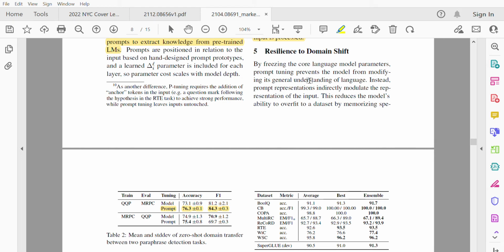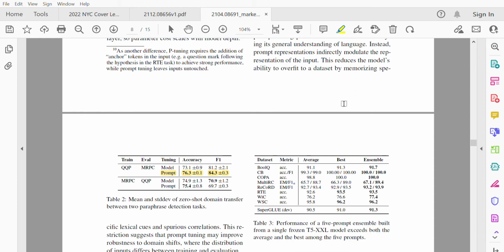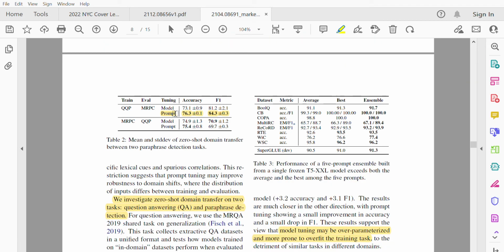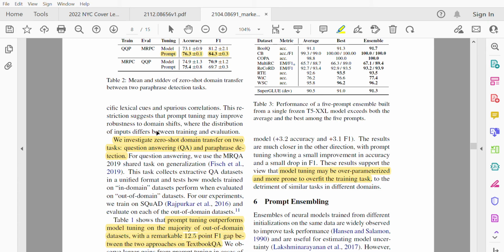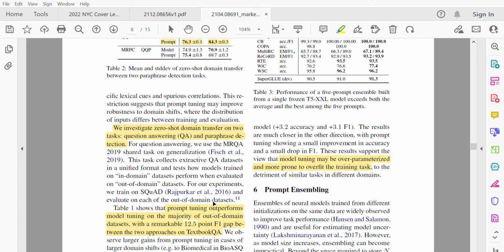So what they're saying is, okay, we're freezing the core of this model and we're really just tuning this prompt. That provides a lot of benefits because you're ideally, in a way, keeping the main linguistic capacity of the model intact while only tuning something to do stuff for some downstream task, right? So they're going to specifically look at zero-shot domain transfer on 2 tasks, question answering and paraphrase detection.